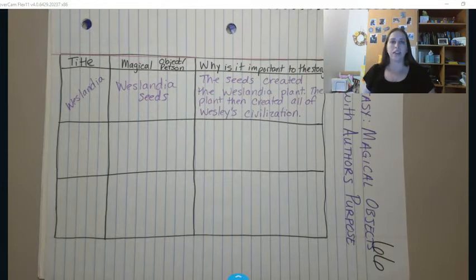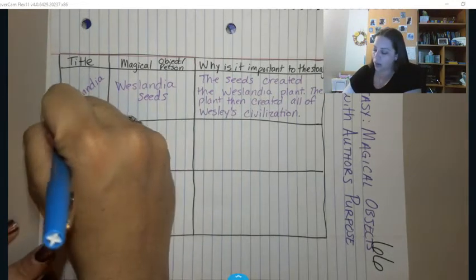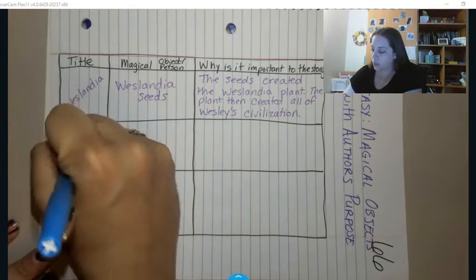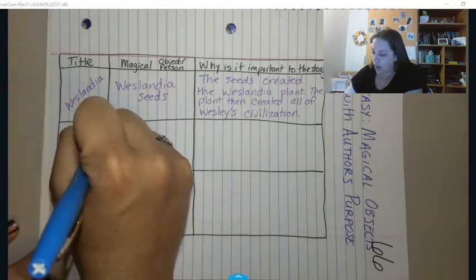All right, so that is the Westlandia. If you need to pause in order to catch up on that, go ahead and do so. Otherwise, we are moving right on to the next book, which would be the Lorax.